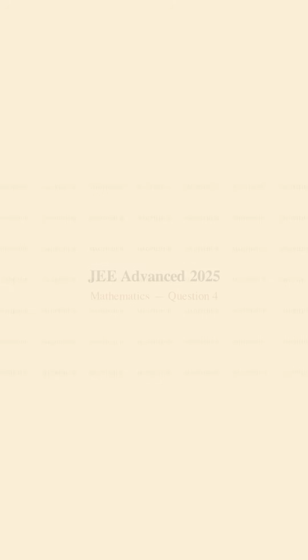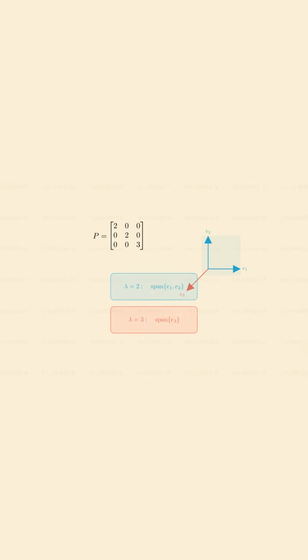JEE Advanced 2025, Mathematics, Question 4. Let us visualize the diagonal matrix P and its eigenspaces. P equals diag 2, 2, 3. It has eigenvalue 2 with a two-dimensional eigenspace spanned by E1 and E2, and eigenvalue 3 with a one-dimensional eigenspace spanned by E3. We will keep this eigenspace diagram as reference.